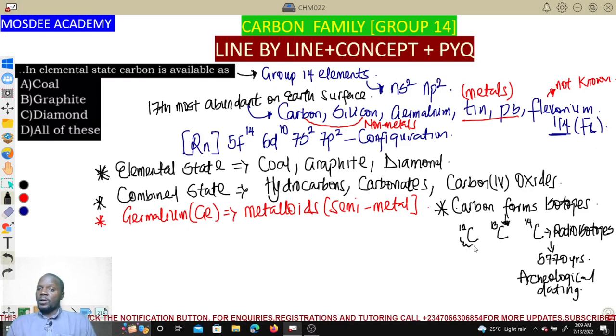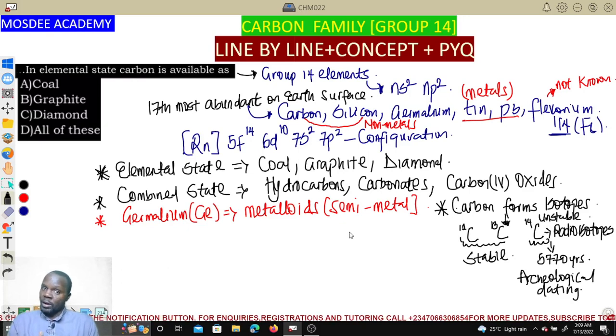Talking about this, and also say these two forms are stable. These are stable isotopes. That is the classification. And carbon 14 is unstable. And so to say it is radioactive, we definitely know the others to be stable in nature.